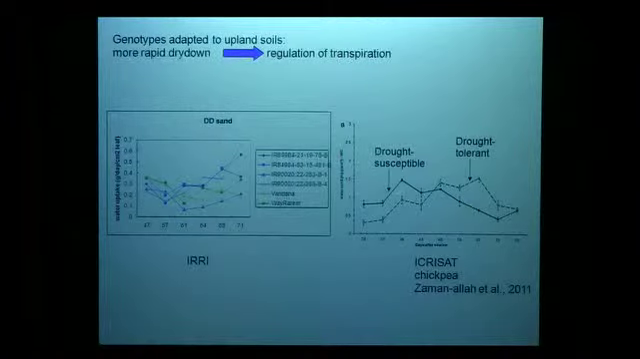This is a graph from a paper from ICRISAT in the group of Vincent Vadez, where they see a really similar trend. The drought-tolerant genotype, in chickpea, starts out having a lower water uptake rate at the beginning of stress, and by the end, it has a higher water uptake rate at the end of the study. So this was interesting, and points to differences in adaptation to lowland and upland types of drought stress.